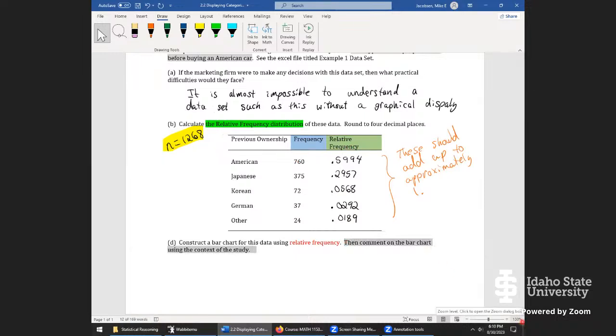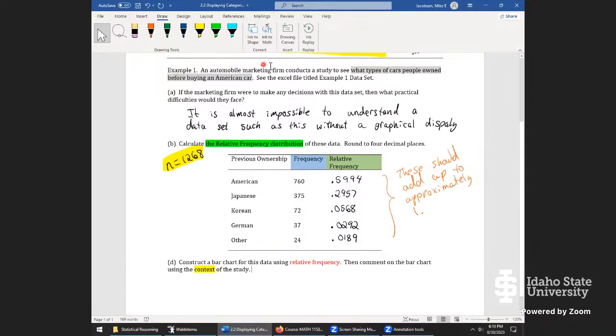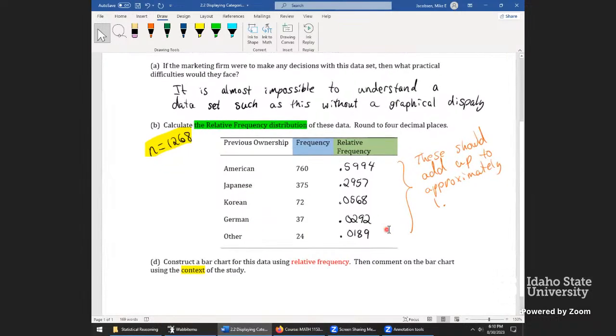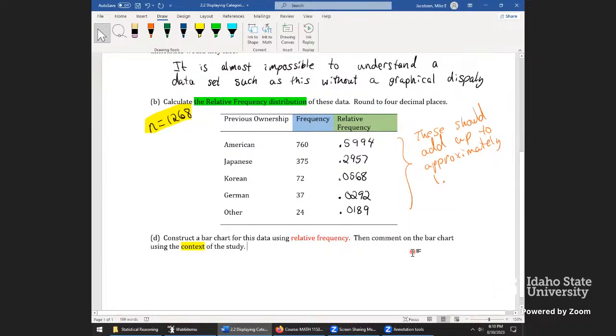Now it says comment on the bar chart using the context of the study. I'll try to always make a really big deal out of this word right here. When it's referring to the context of the study, we have to some way, somehow include everything above here when we go to give the response. We need to mention we're talking about the previous car ownerships for people who bought a new American car. Aside from that, there's really not too much we have to put in here. Just take a look at the graph and say what pops out at you. Any volunteers for the first big thing that might pop out?